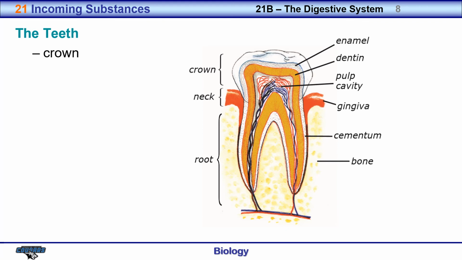The part of your tooth that sticks up out of your gum, your gingivae, is called the crown, and the part that you don't see that goes down into your jaw and anchors your tooth in a socket is called the root. So you have the crown, a neck part that's right at the gum level, and then you have the root that anchors that tooth into the jaw.